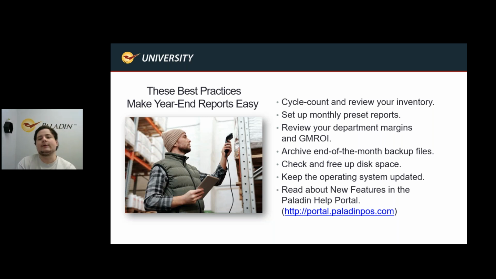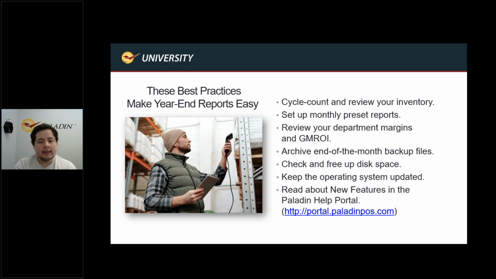Check and free up some disk space. This is also very important. Your computer, especially your server computer, stores backups every single day. Every single day it backs up your entire system and stores it on your computer locally. Now, some of you with much larger databases than others, that can add up really fast over time, and it can impact a lot of different things like computer performance and making Paladin run smoother. So it totally helps to free up that disk space, and makes things a lot easier. If you need help with that at all, totally reach out to us as well. We're more than happy to help you clean things out.